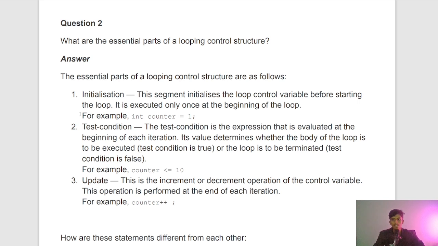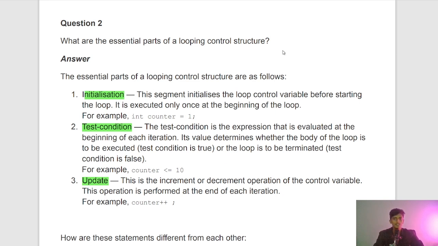Next, we'll look at a few of the important questions that may be asked. So what are the essential parts of a looping control structure? The essential parts of a looping structure are as follows. First, it is the initialization, and next the test condition, and the update. I'll just explain with an example. You can go through these statements later.